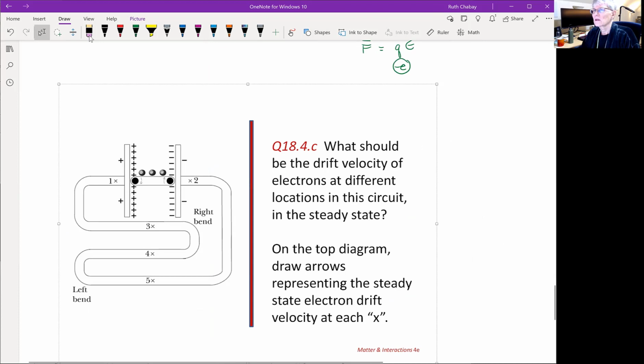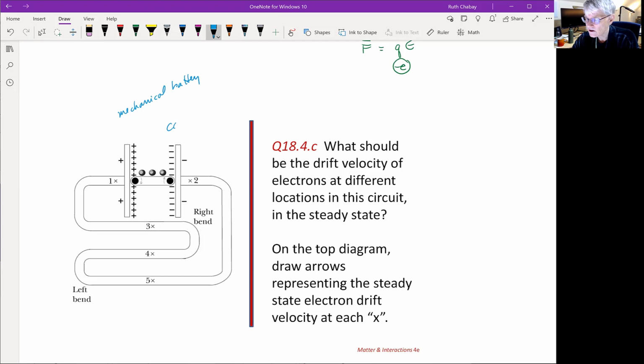So what we're going to do is take a model circuit, if you like, where this is a wire, okay? And the wire actually has some bends in it. It's kind of a snaky wire. And instead of a battery, what we've got is kind of a mechanical battery. So this is a capacitor, and it's got positive charge on the left plate, negative charge on the right plate.